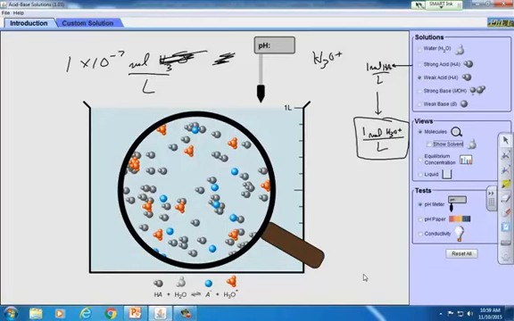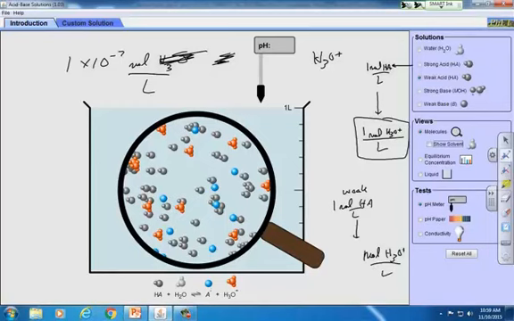So if I had 1 mole per liter, 1 mole of a weak acid per liter, and I put that in water, can I predict the number of moles of H3O plus per liter of water?